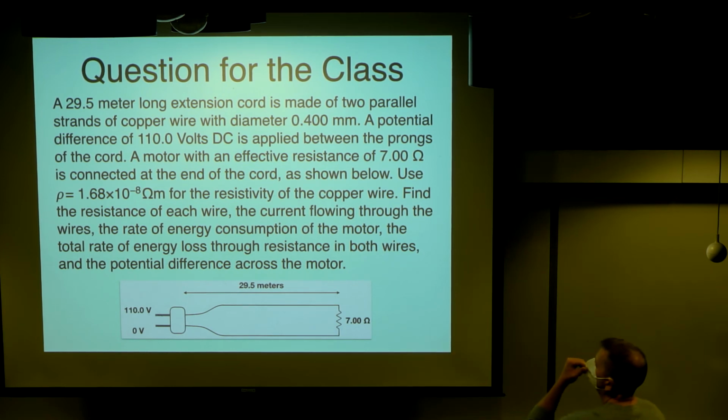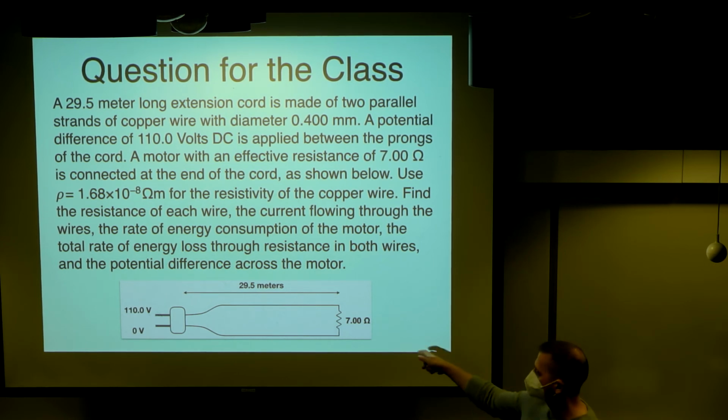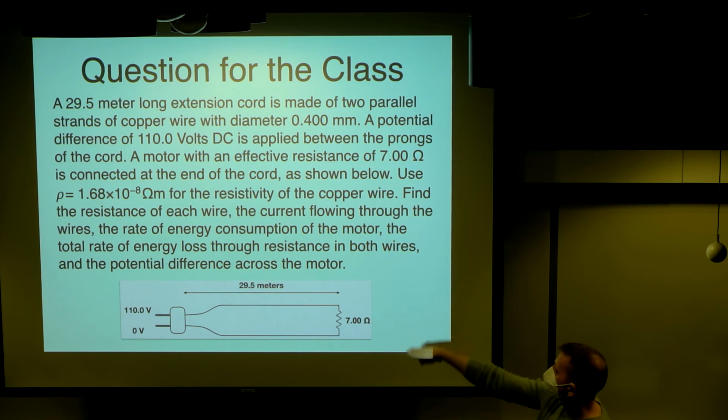All right? So let's say the device we're powering here is a motor. And we're going to say the effective resistance of the motor is 7 ohms. Okay? So we can just treat this as some kind of resistance of 7 ohms. The resistivity of copper is given right there. You're going to need to know that.